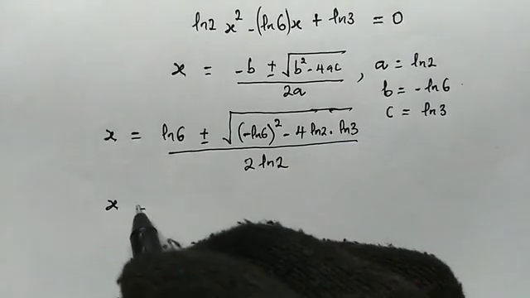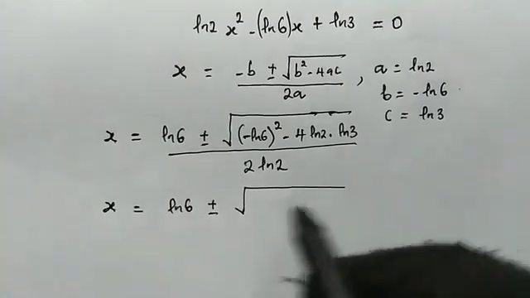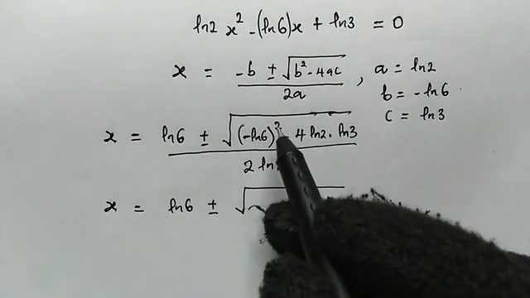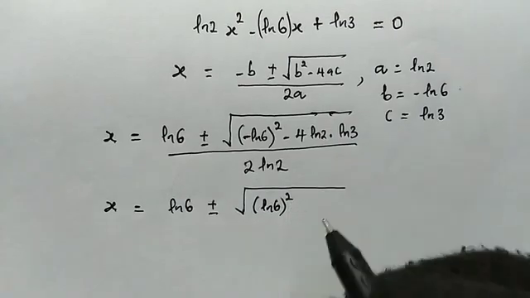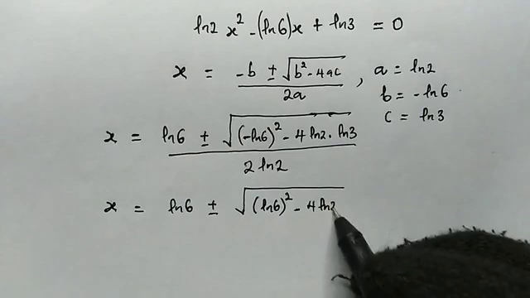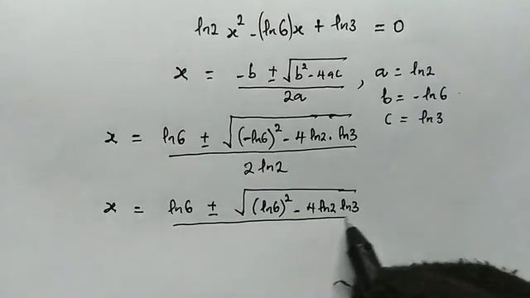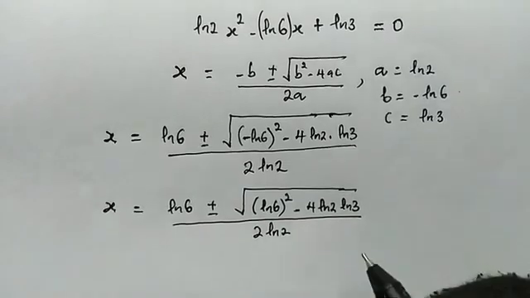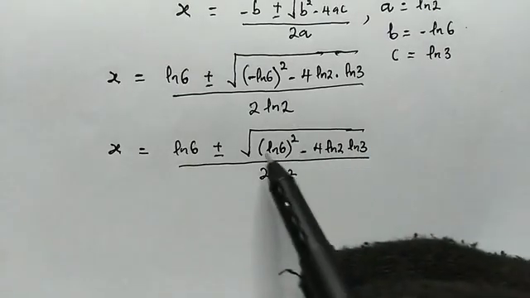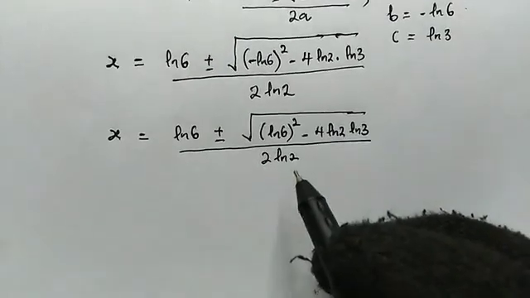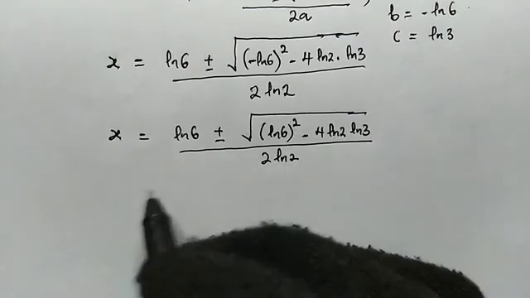So from here we have x is equal to the natural log of 6 plus or minus the square root of, from here, remember we have an even power here, so this will become positive, right? So it's same as the natural log of 6 squared, then minus 4 natural log of 2 multiplied by the natural log of 3. Then the whole of this is divided by 2 times the natural log of 2. Okay, now let us see how we can simplify this which is under this root sign, right? Okay, here we go. The square of the natural log of 6, we can actually manipulate it as follows.